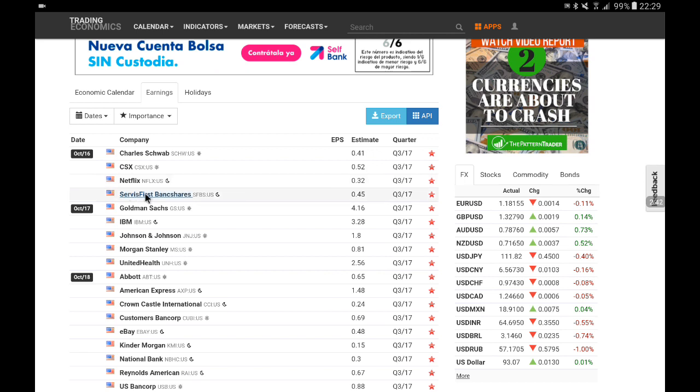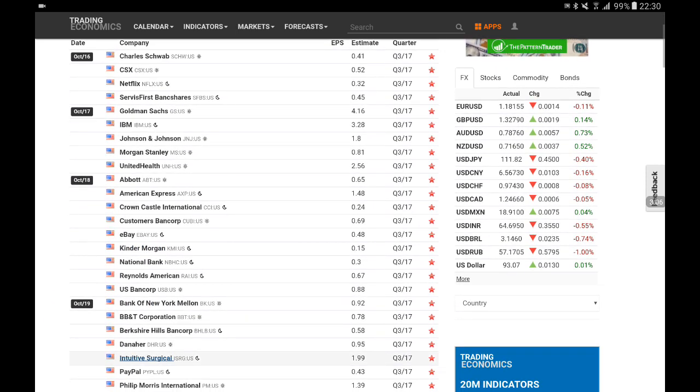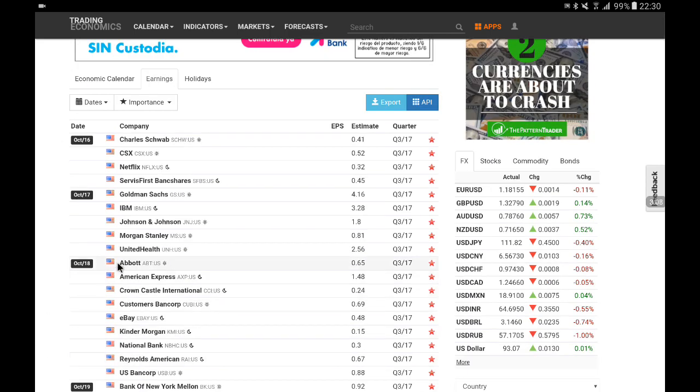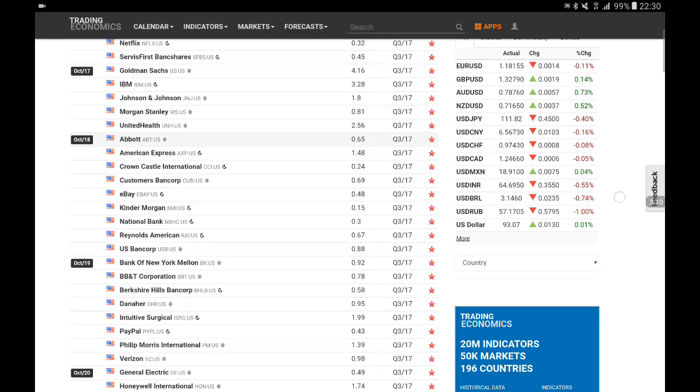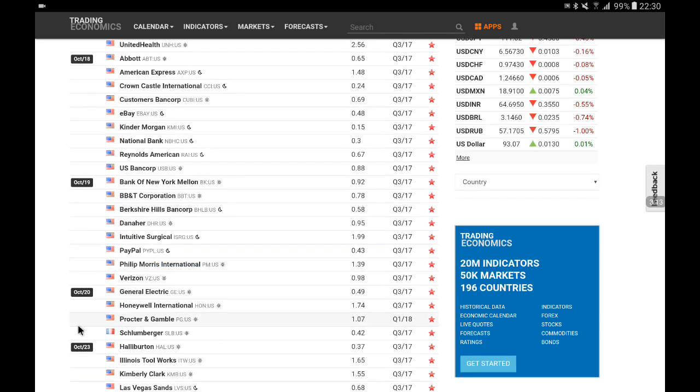Service First Bank shares. Next on Tuesday, we're going to have Goldman Sachs, very, very important. IBM, Johnson & Johnson, Morgan Stanley, and United Health. On Wednesday, we're going to have Abbott, American Express, Crown Castle International, Customers Bancorp, eBay, Kinder Morgan, National Bank, Reynolds American. Over here, US Bank Corp.